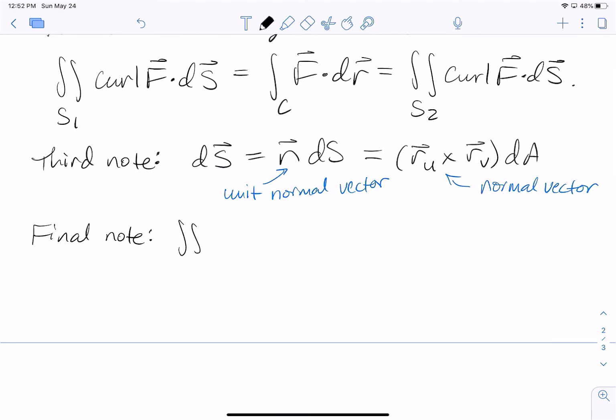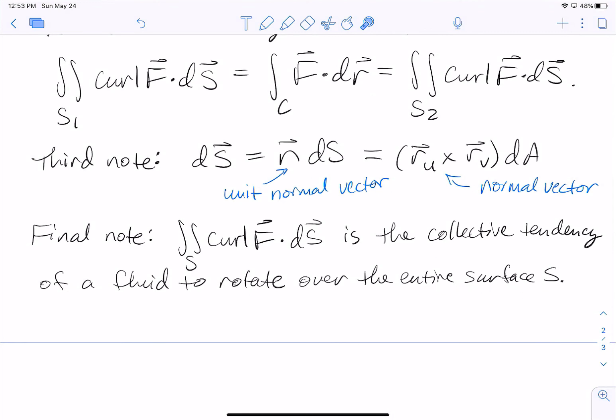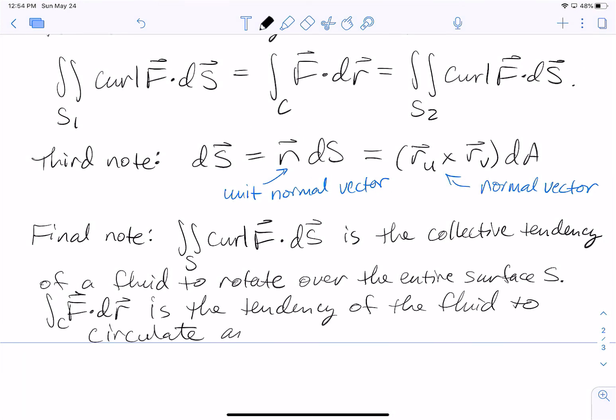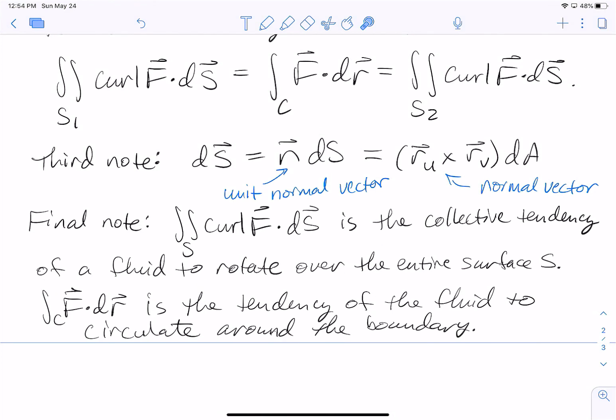You may recall that the curl of f was the tendency in a fluid of a particle to rotate at a particular point. So the surface integral over S of the curl of f dot dS is the collective tendency of a fluid to rotate over the entire surface S. The line integral over C of f dot dr is the tendency of the fluid to circulate around the boundary. An interpretation is that the larger this value is, the more likely the fluid is to circulate around rather than cross the boundary.